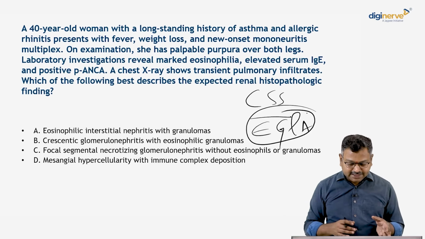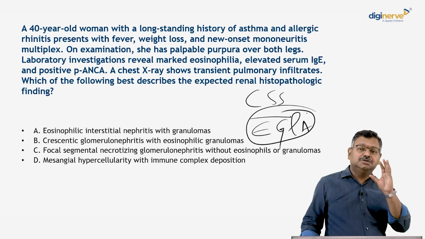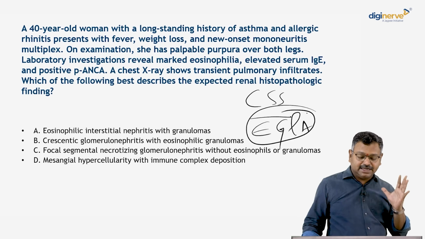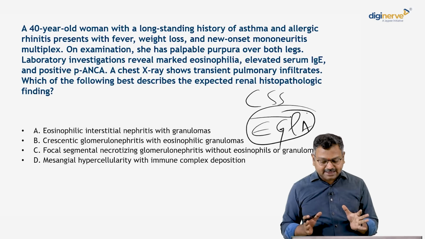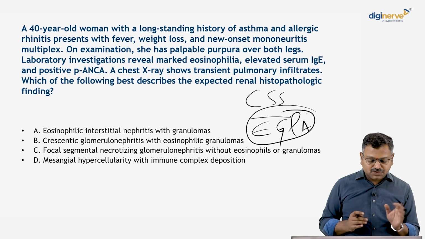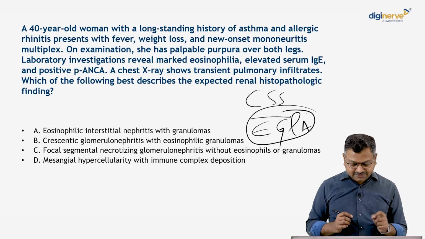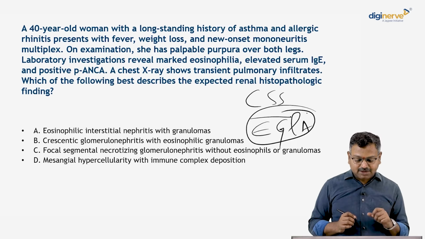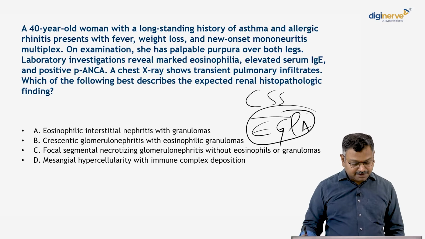So what do you find in these patients? The classical appearance is eosinophilia, then the vasculitis, mononeuritis, lung shadows, kidney pathology. Now what does Churg-Strauss do to the kidney? Does it produce eosinophilic interstitial nephritis with granulomas, crescentic glomerulitis with eosinophilic granulomas, focal segmental necrotizing glomerulonephritis without eosinophils or granulomas, or mesangial hyperproliferative with immune complex deposition?